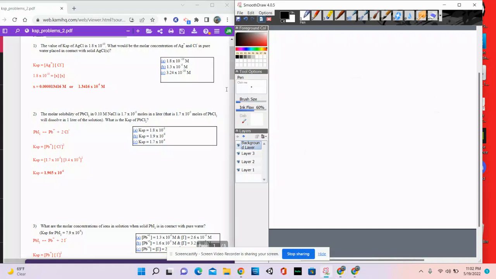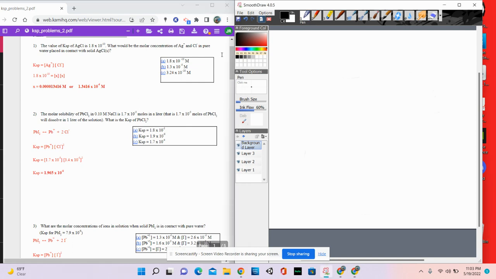Okay, so problem two. Problem two is asking: the molar solubility of PbCl2 in a 0.1 molar solution of NaCl is 1.7 times 10 to the negative 3 moles in a liter. That is, 1.7 times 10 to the negative 3 moles of lead chloride will dissolve in 1 liter of the solution. What is the KSP of lead chloride?